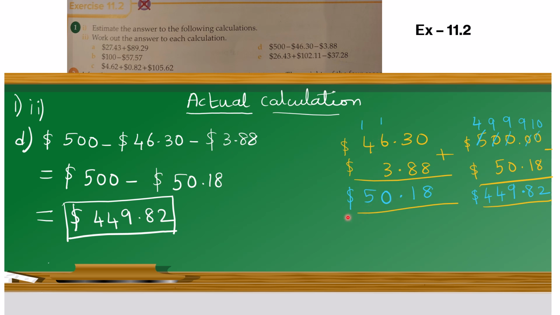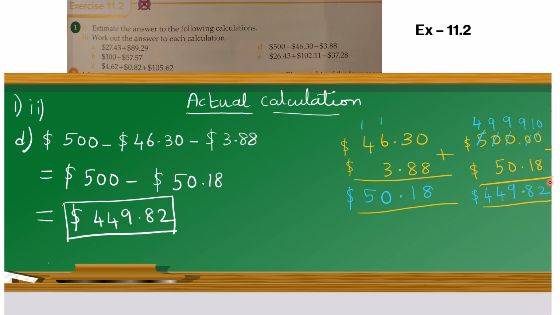So what is the answer we got? $50.18. But what is the sign? Both are negative numbers, so we have a minus sign. Minus $50.18. So from 500, we have to subtract $50.18. Okay. So everything is 0. So from 5 only we have to borrow. So 5 will become 4. Then remaining everything is 9. The last one is 10.